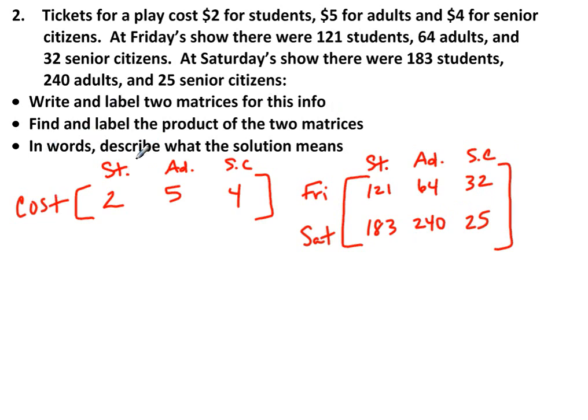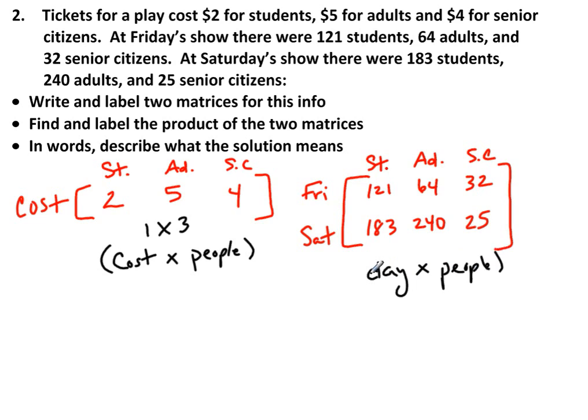So those two matrices with the label satisfies the first part. But now it says find and label the product of the two matrices. So before I go on, I actually want to analyze these matrices to see what I have. The first one is a 1 by 3 matrix, and I'm going to call this cost by people, the type of people who went. If I look at the second one, I have the day of the week by the type of people who went. This is a 2 by 3, and I can't multiply it in the current state because 3 and 2 aren't the same, and people and day aren't the same.